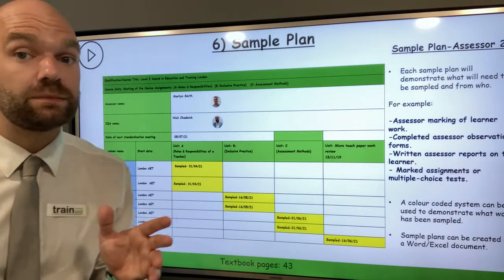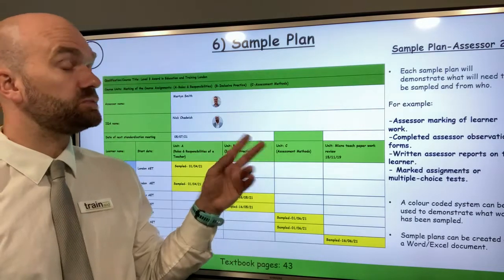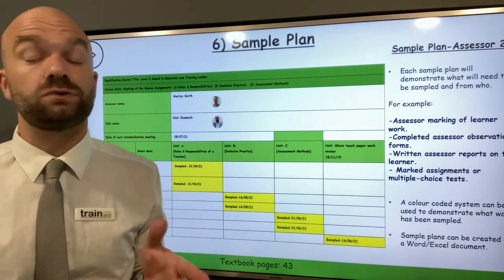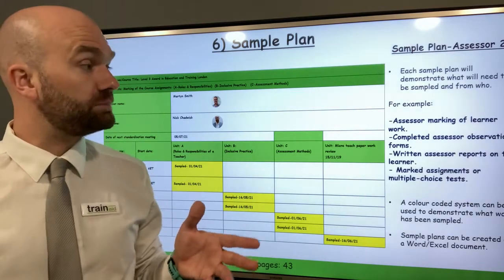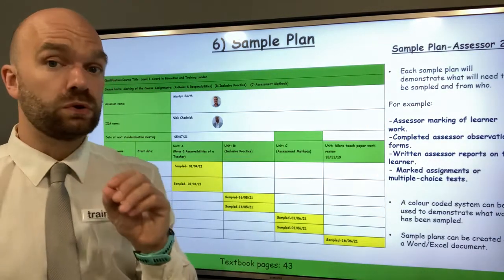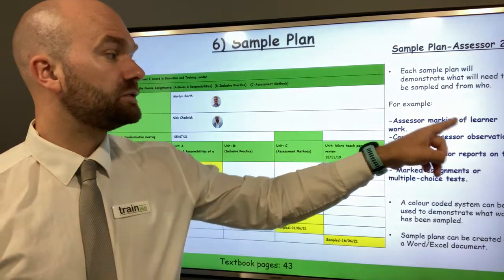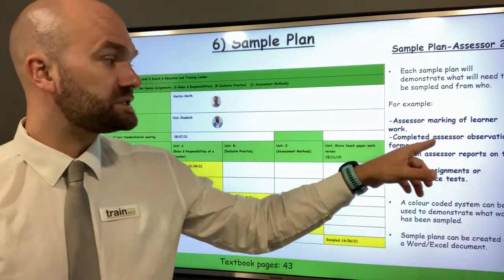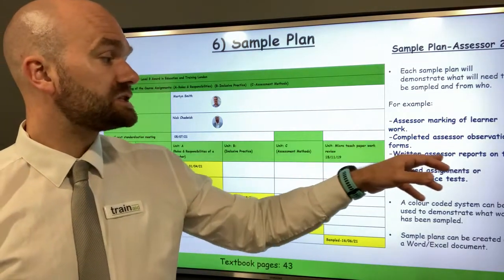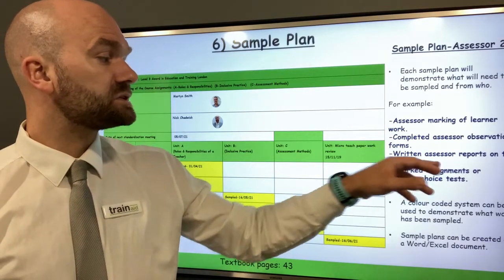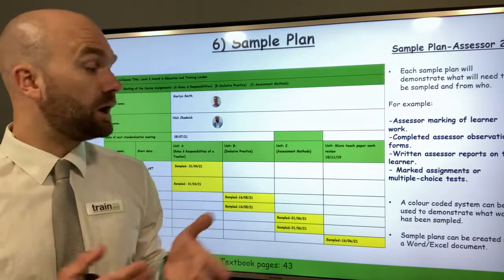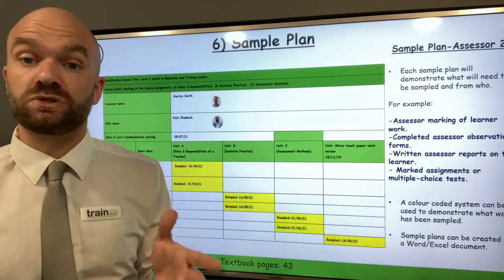In terms of thinking about your sample plan, we would like for you to submit 2 sample plans to us, either using our template, or you can use your own template, your own organisation's table or sample plan, your own system, and think about what it is that you are going to sample. It could be assessor marking of learner work, completed assessor observation forms, so you're looking at the assessor's writing style, written assessor reports on the learner, and also marked assignments or multiple choice tests. So you could review the marking of assignments or multiple choice tests.